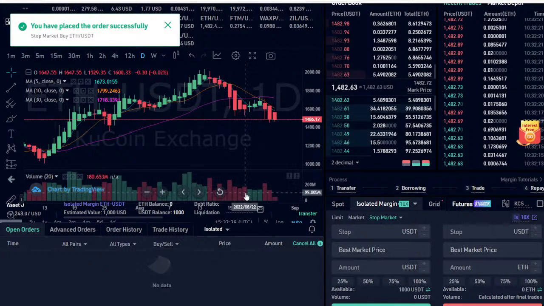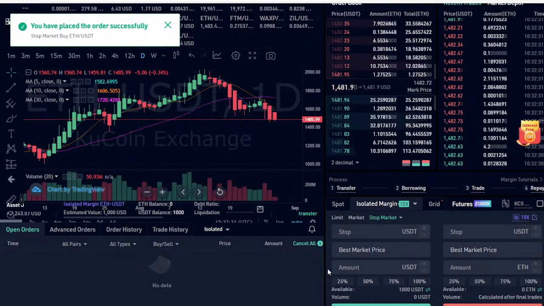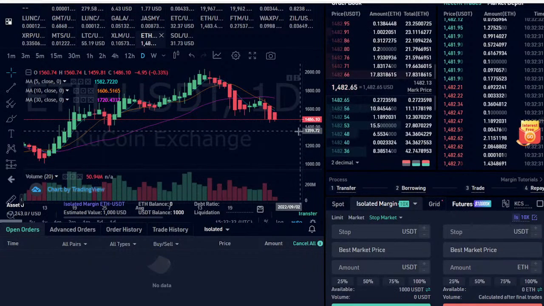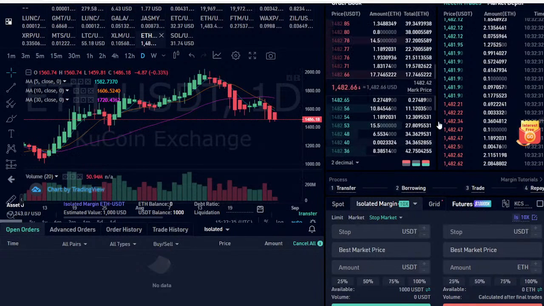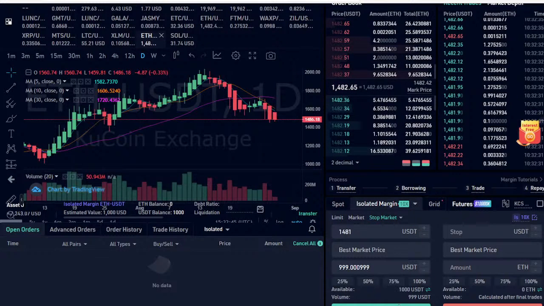So now we're looking for the 1483. Nice, we're getting our little pullback here. And once these orders fill wherever we're able to get in, let's put a stop market here at 1481. Maybe we can get a wick or some type of power down.